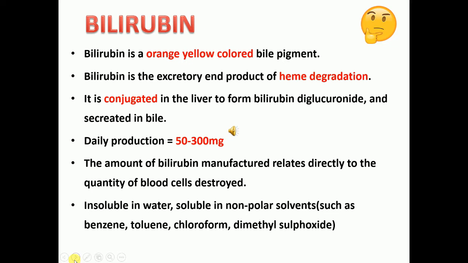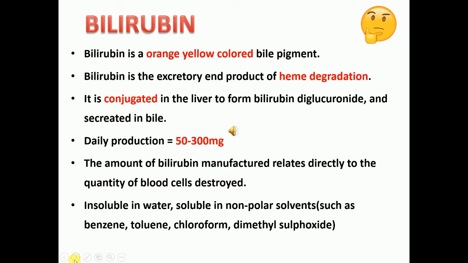So what is bilirubin? Bilirubin is an orange-yellow colored bile pigment. Bilirubin is an excretory end product of heme degradation. What do you mean by degradation? Degradation means किसी चीज का टूट जाना. There are two types of bilirubin: conjugated bilirubin and unconjugated bilirubin. About this we will be discussing in another slide.